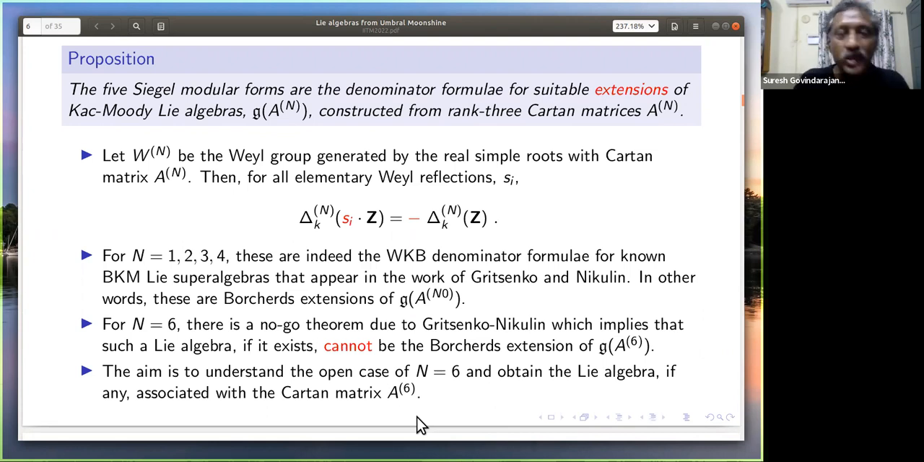So at this point, you can even ask me the question, why are you wasting your time on one example? Okay. And the answer to this is there are a couple of reasons to do this. The first thing is that, as I explained, all these examples of even Borcherds Kac-Moody algebras are special. They appear only in special cases. And the case of A_6 is interesting.